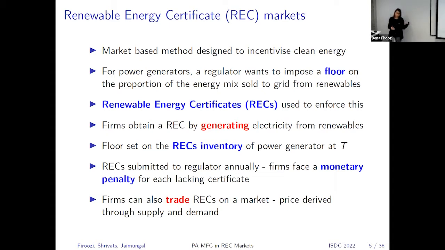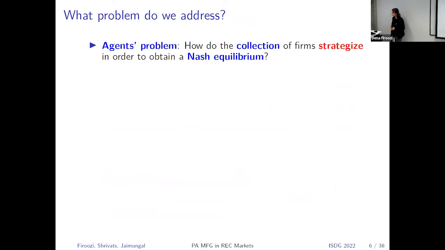There are compliance periods at the end of which the firms should submit their RECs, and in case of any lacking REC, they should pay a monetary penalty to the regulator. Moreover, these RECs are market-based instruments, so they can be traded on the market, and their price is driven by supply and demand. Now, in the context of compliance markets, there are two problems we can look into. One is the so-called agents problem, which concerns the regulated firms participating in the market, and the other one is the principal's or the regulator's problem.